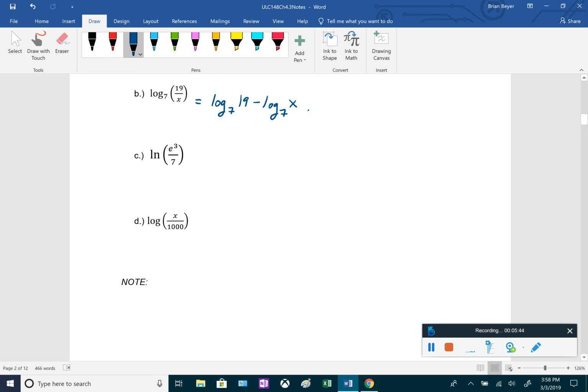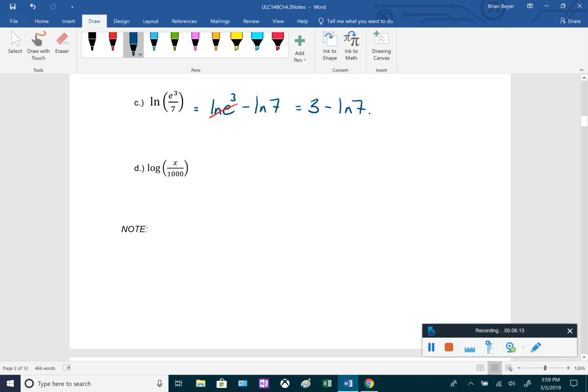Next one, ln of e cubed divided by 7, so it's going to be ln of the numerator minus ln of the denominator. Ln of e cubed simplifies to 3. So remember, that's the inverse property. Ln of e cubed, the ln and the e cancel, we're left with 3. So this is equal to 3 minus ln of 7.